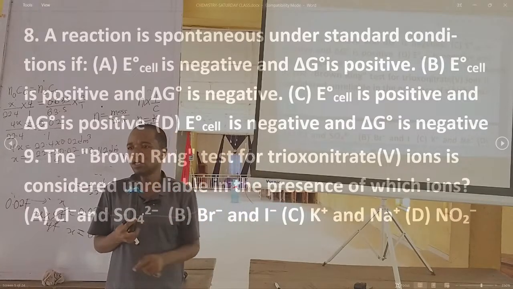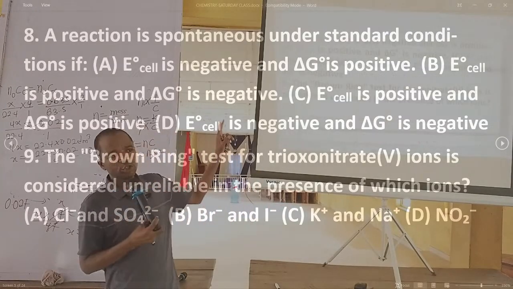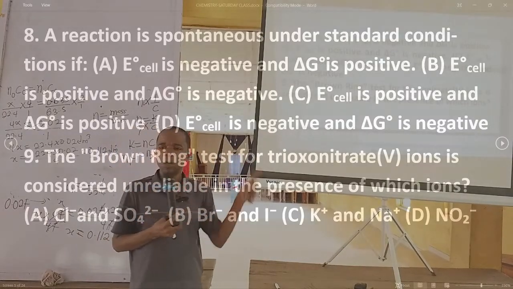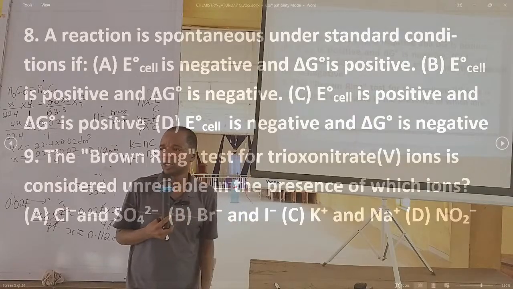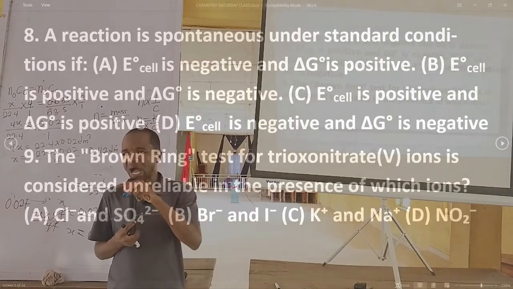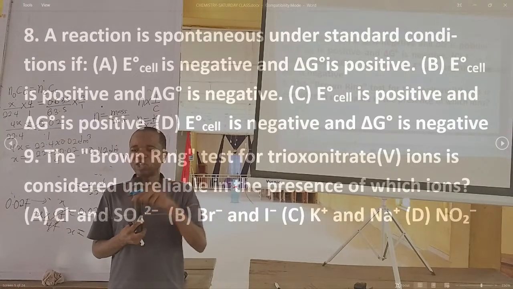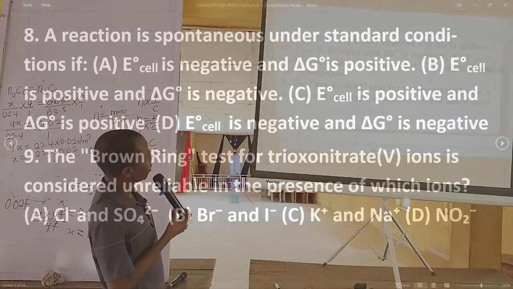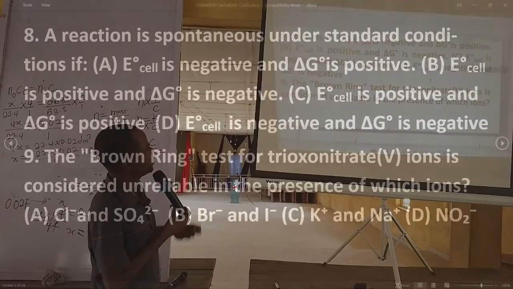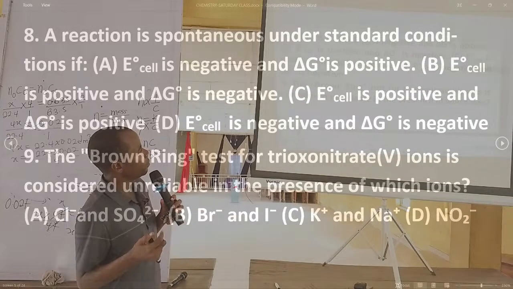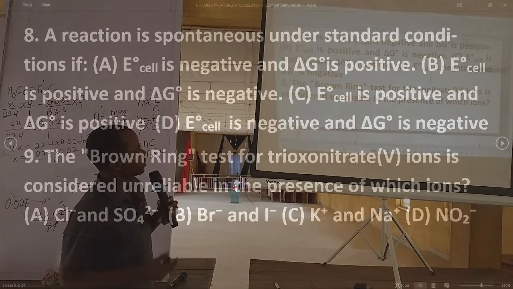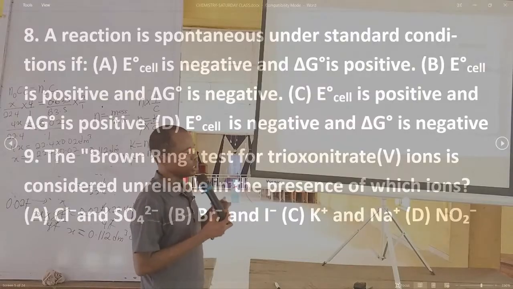the reaction is spontaneous. But this reaction here is combining 2 things together, not just the Gibbs free energy, but also the electrode potential. And they are opposite of each other. For a reaction to be spontaneous, the Gibbs free energy, delta G, must be negative, while the electrode potential must be positive. So all you have to do is look at the options. That would be option B, I think. Yes, option B. The standard electrode potential is positive, while delta G is negative.